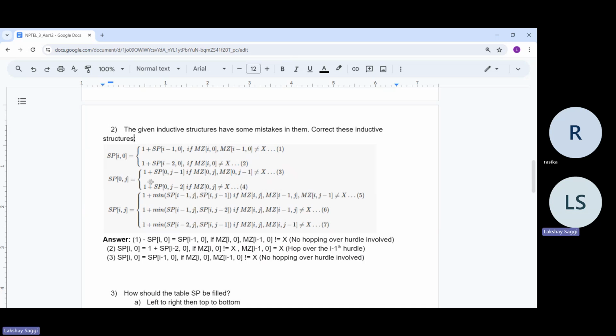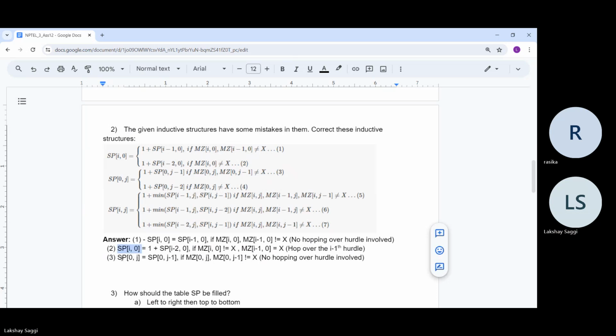So now the third inductive structure again will look something like this, that SP of 0 comma j should just be equal to SP of 0 comma j minus 1 if there is no hurdle involved. So if 0 comma j and 0 comma j minus 1 both don't have a hurdle.